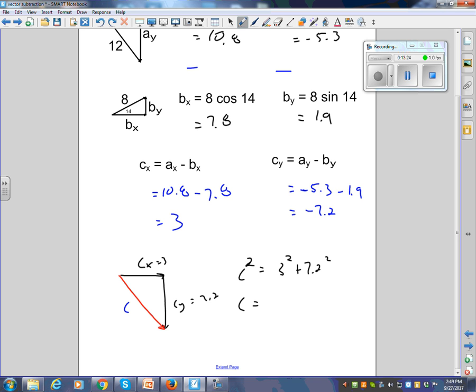So 3 squared, plus 7.2 squared, then square root. I got 7.8. So did I. 7.8.